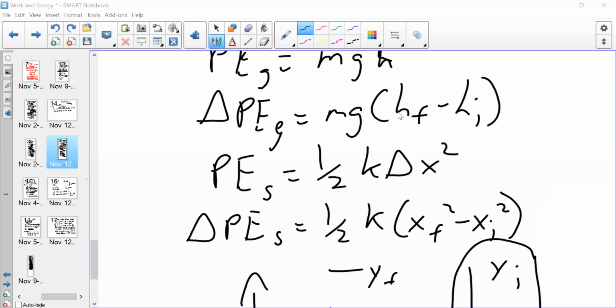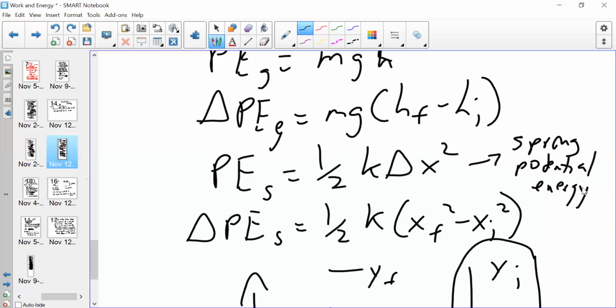PES stands for spring potential energy. The energy of the spring is never going to change because we have another force that's conservative, the force of the spring. And so again, the force of gravity is the same. Whether you lift something up a certain displacement, 2 meters, it's going to go down 2 meters. Gravity doesn't go anywhere. So that's also conservative.